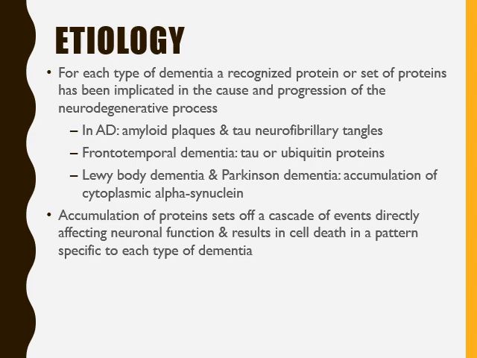Notice in frontotemporal dementia, we're looking for tau or different types of proteins. And then in Lewy body or the Parkinson's dementia, there's an accumulation of a different type of protein. So basically this accumulation of protein sets off what ends up happening in the disease process and interferes with the neuronal synapses in the brain, which will cause the decline in the function in the patient.